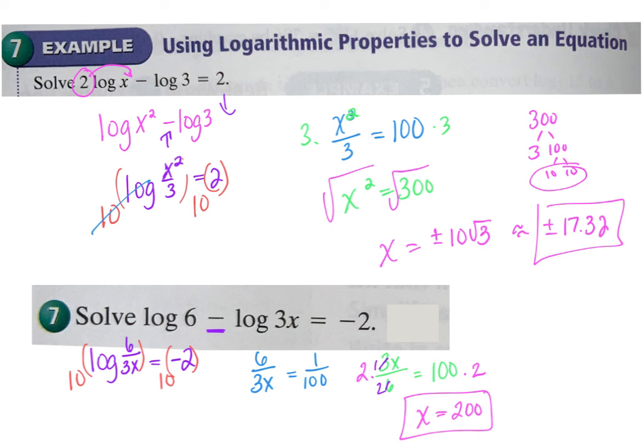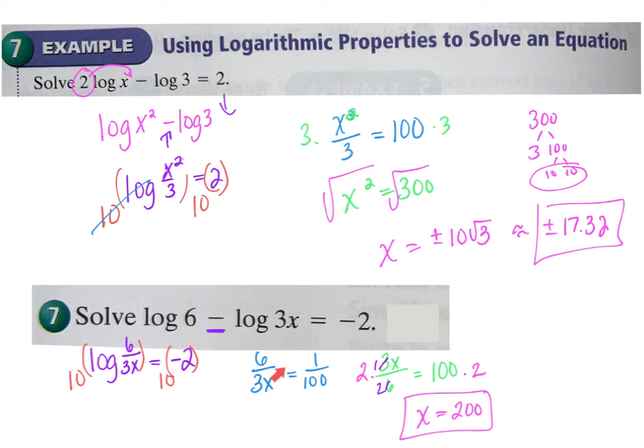All right, so I condensed using subtraction condenses with division, right? So this condenses to log of 6 divided by 3x. All right? Then I do a base 10 of both sides. On the left-hand side, it cancels. So I just have the 6 over 3x. On the right-hand side, 10 to the negative 2 is 1 over 10 squared. That's 1 over 100.